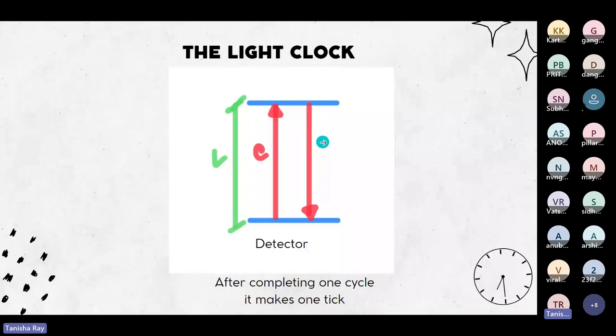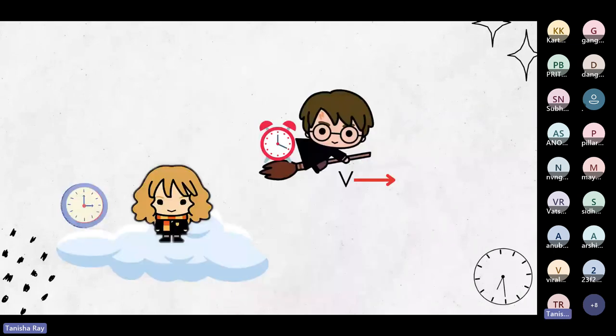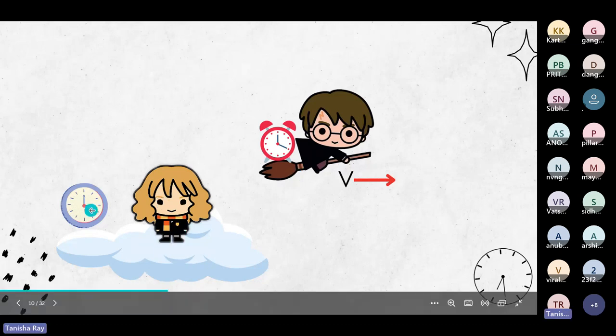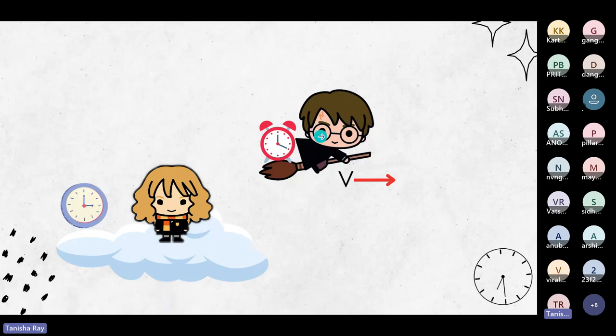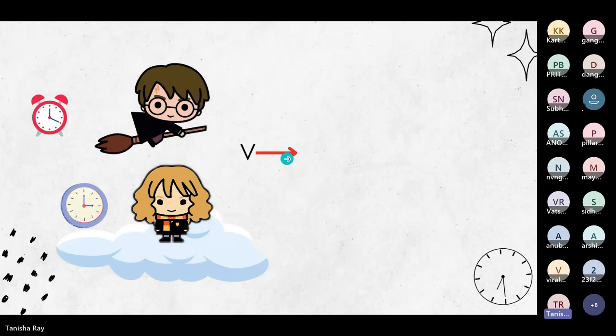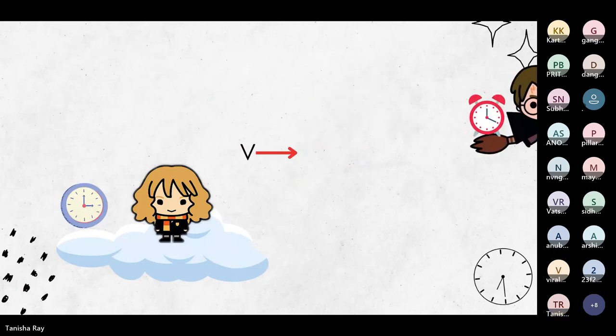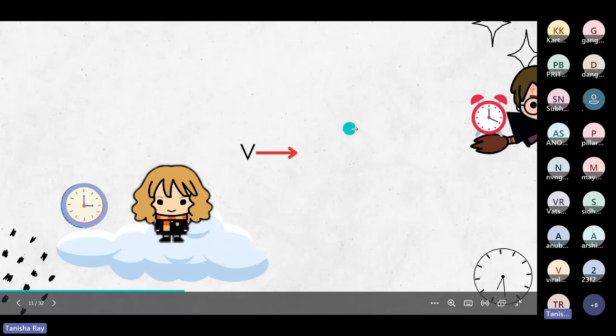Now that we have learned about light clocks, let's play with it a bit. Look who's here. Here's Mr. Harry and Miss Granger. And we have Miss Granger standing on a cloud with her light clock, and we have Mr. Potter on his broom with his light clock moving with a velocity v. Now, let's see how they see their light clocks function and also how they see each other's light clock function.